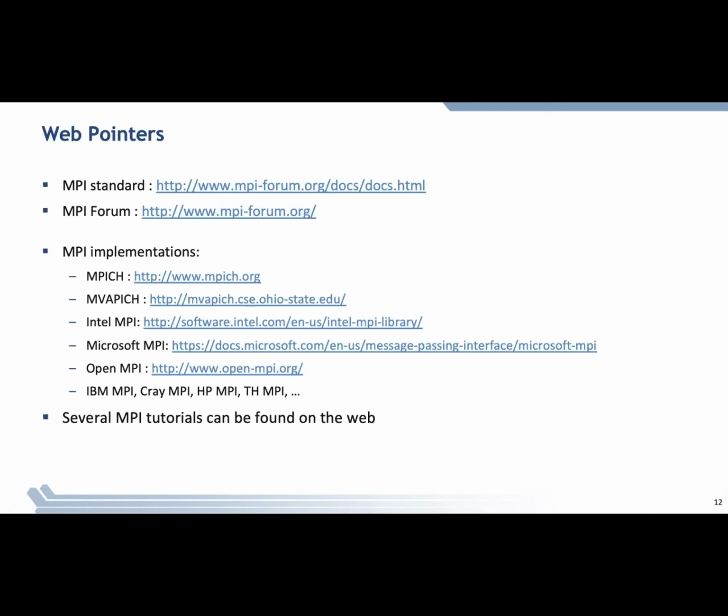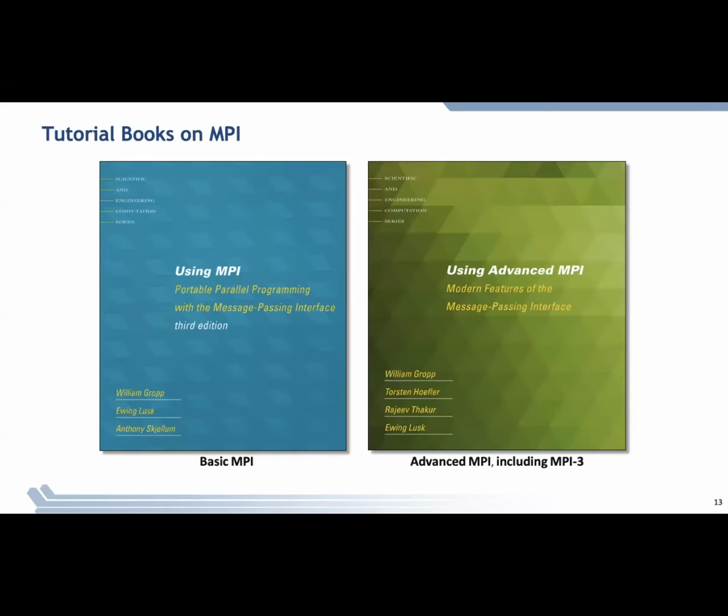There is a whole bunch of information online. MPI implementations are also available online, a variety of them. There are books if you need. The ones on the left are like tutorial books. The standard itself that you download from the MPI forum site is written like a specification. It's not the easiest to digest. It's more like a reference if you want to understand a particular parameter of a function, or it can get a little tedious if you just try to read it like a book. So these books are easier to understand. The one on the left is for the basic MPI 1 type of functions, and the one on the right covers MPI 2 and 3 functionality.